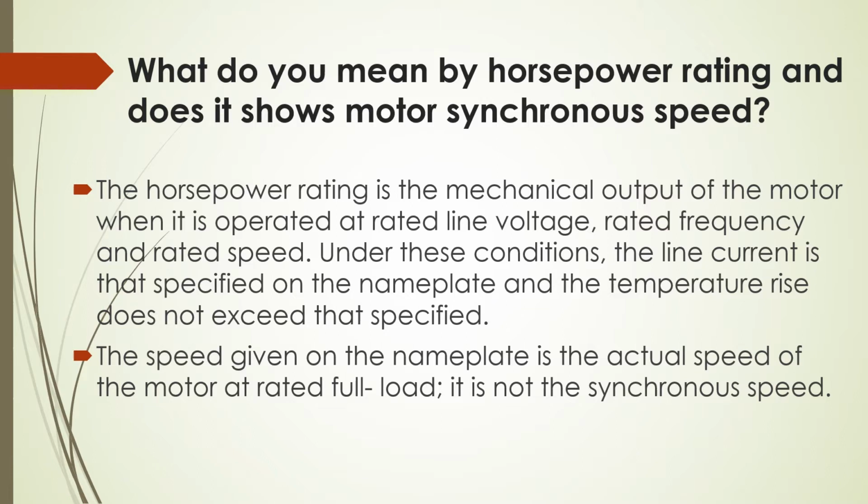So friends, what do we mean by horsepower rating, and does it show the motor's synchronous speed? The horsepower rating is the mechanical output of the motor when it is operated at the rated line voltage, rated frequency and rated speed. Under this condition, the line current is that specified on the nameplate and the temperature rise does not exceed that specified. The speed given on the nameplate is the actual speed of the motor at rated full load, and it is not the synchronous speed.